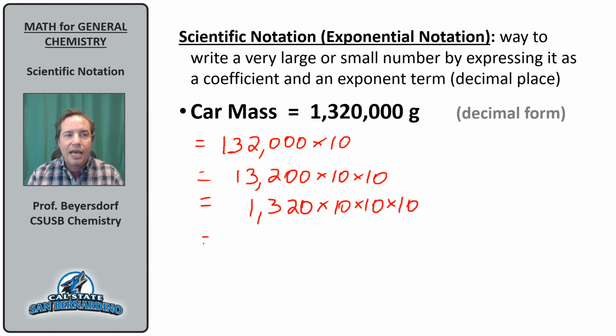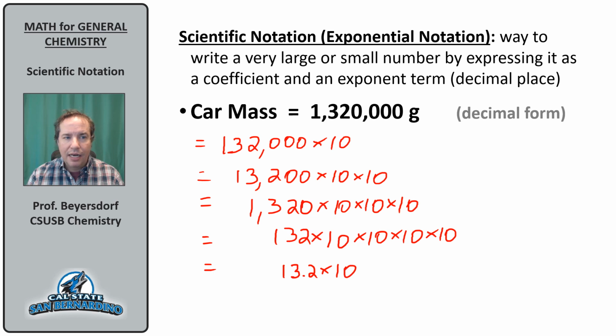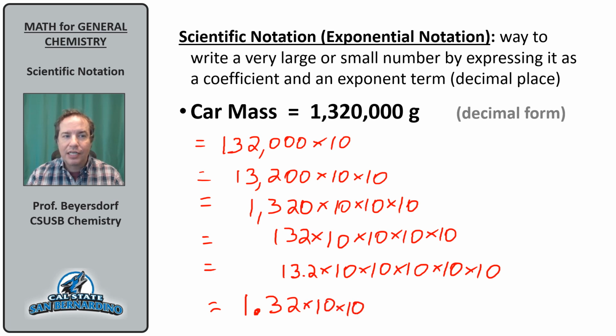Notice all I'm doing is each time I'm reducing the one number and multiplying by a 10, right? This is the same as 13.2 times 10 times 10 times 10 times 10 and times 10. And then finally this is the same as 1.32 times 10 or times 6 tens. Right? 1.32 times 10 times 10 times 10 times 10 times 10 times 10.